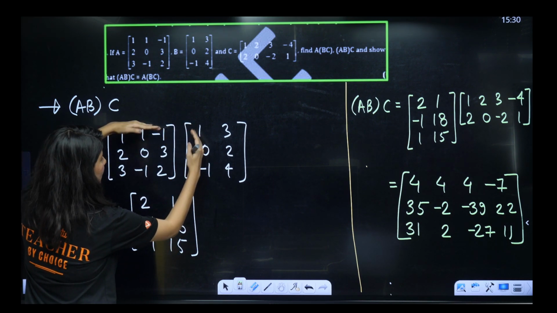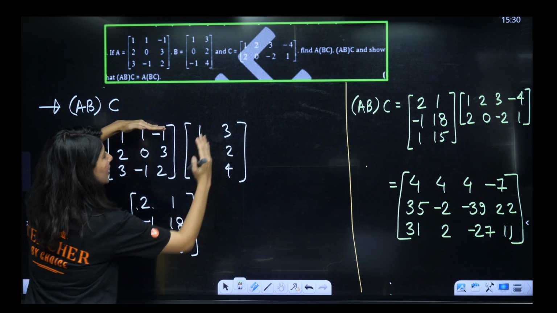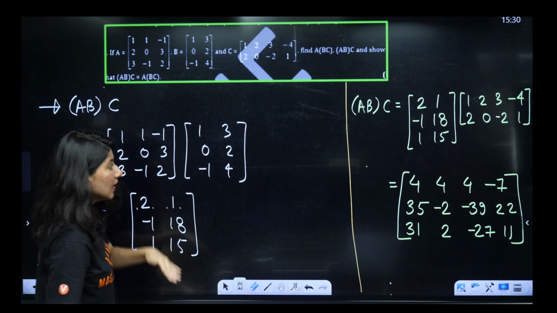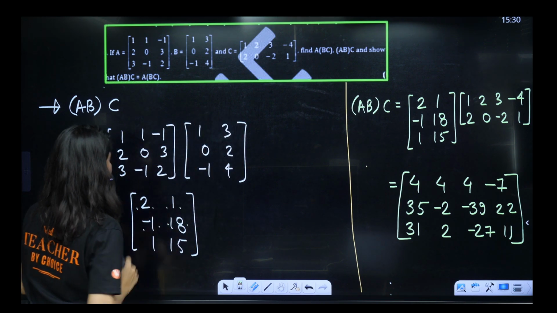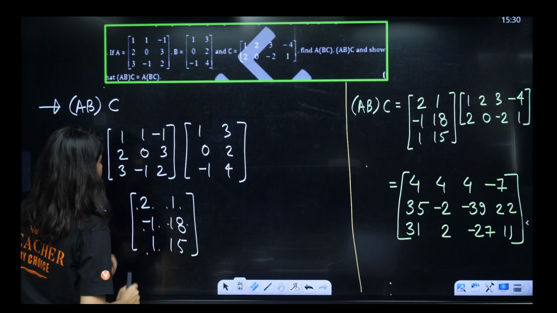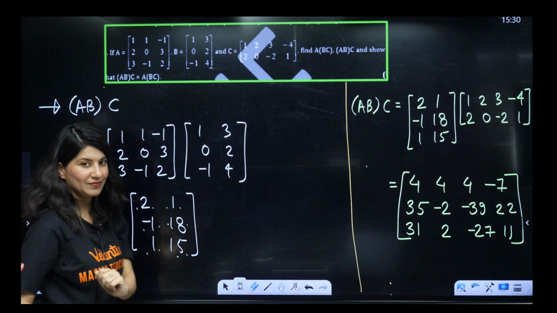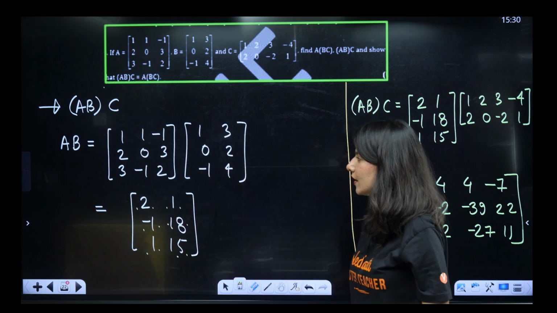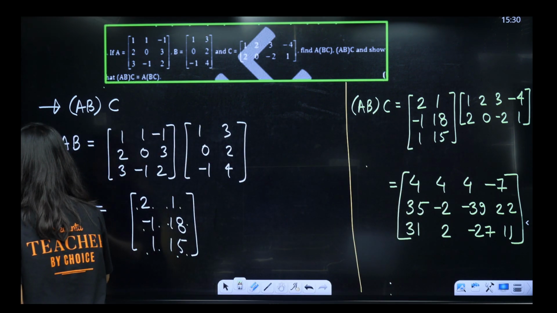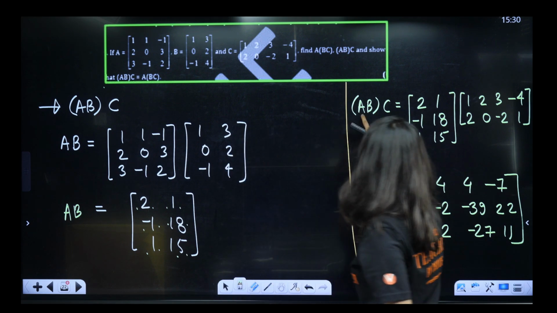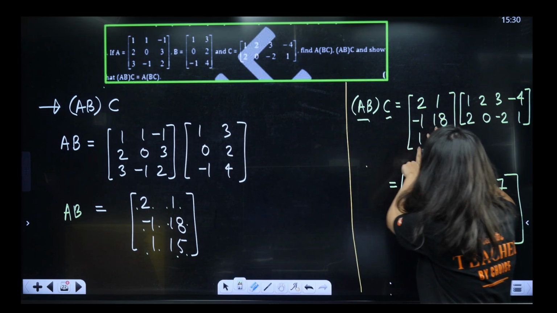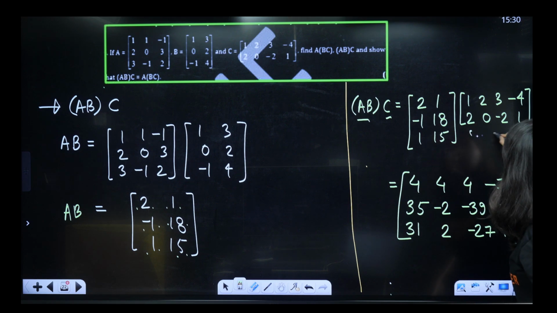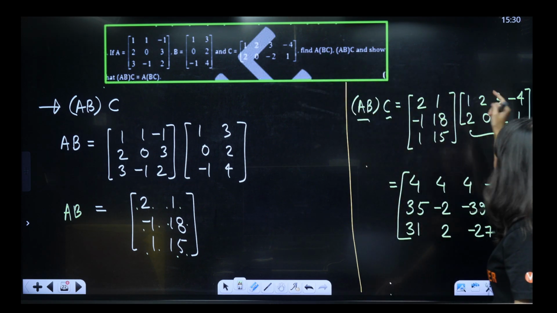Row 1, column 1 here. Row 1, column 2 here. That's it. Now row 2, column 1 here. Row 2, column 2 here. Row 3, column 1 here. Row 3, column 3 here. Okay. So this is your AB. Now that you have AB, you want AB multiply C. AB is this, copy pasted as it is, and this is your C which is given in the question.